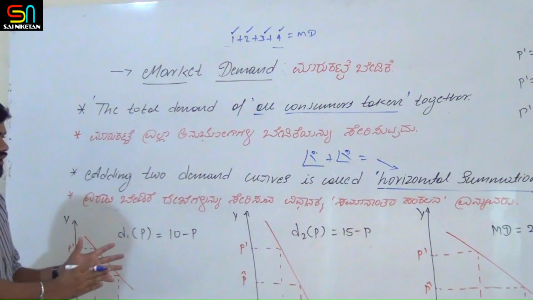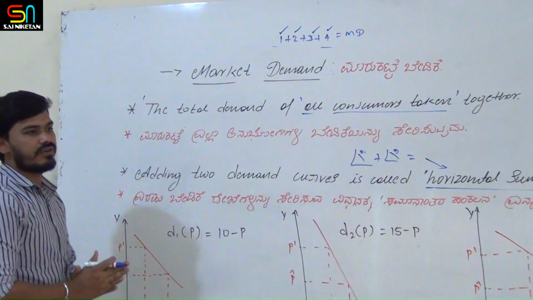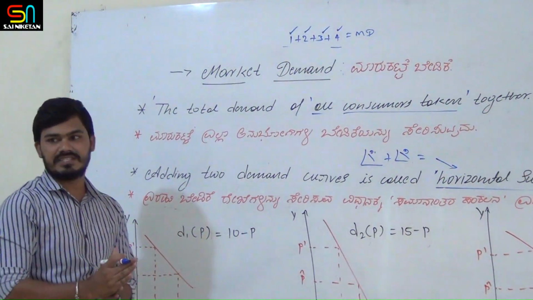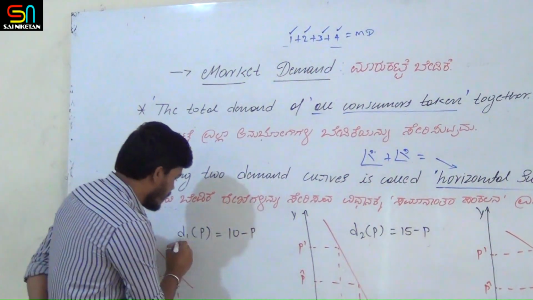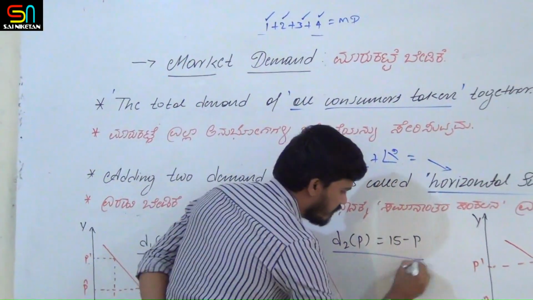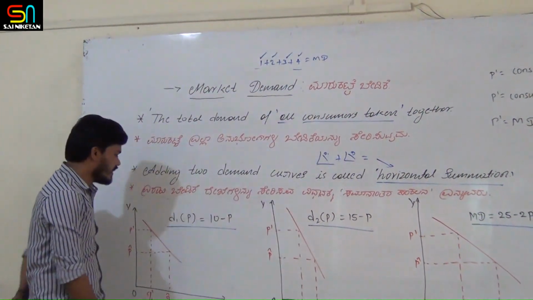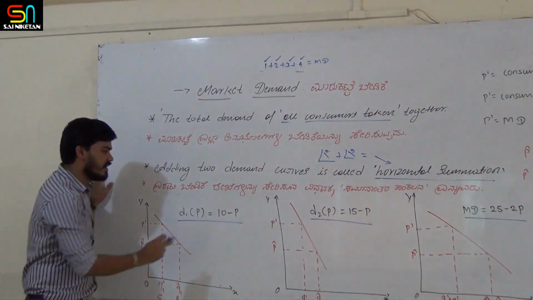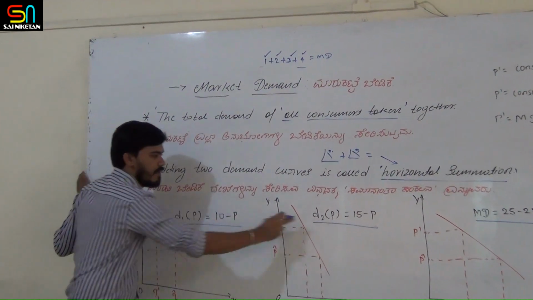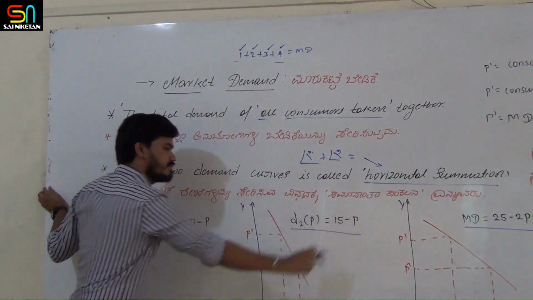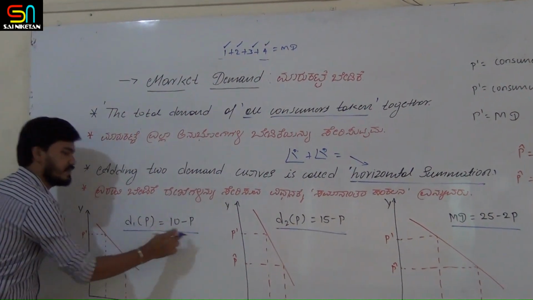Next one, through the help of a diagram, we have to understand how the market demand works in an economy. The first one is demand number 1, demand number 2. So finally we have the market demand. First one is demand 1, which is 10 minus P. Demand 2 will be 15 minus P. So what actually is this 10 minus P?